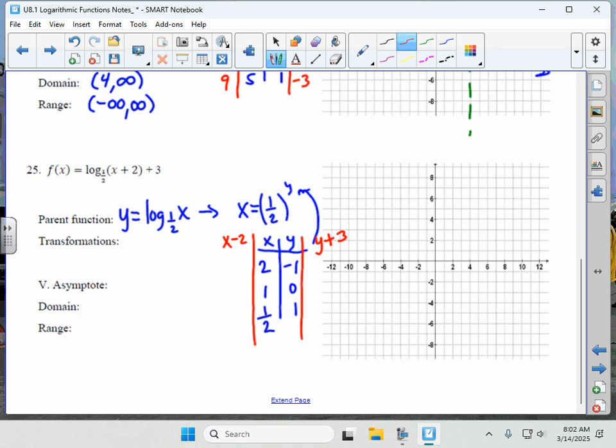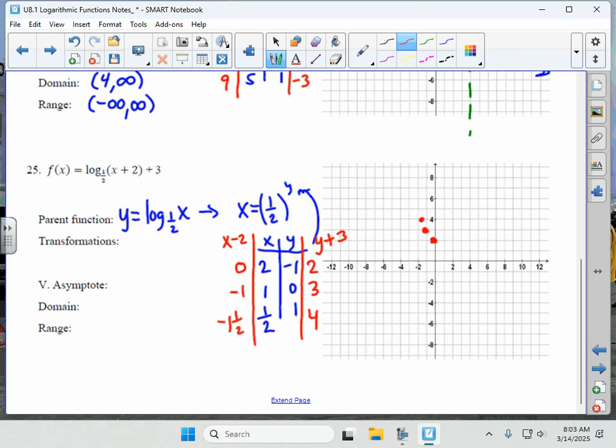All right, so let's find our values. 2 minus 2 is 0. 1 minus 2 is -1. 1/2 minus 2 is -1.5. On the y's, -1 plus 3 is 2. 0 plus 3 is 3. 1 plus 3 is 4. All right, so let's plot these points. So 0, 2 means we're just going to go up 2. -1, 3 is left 1, up 3. And -1.5, 4, left 1.5, and then up 4.